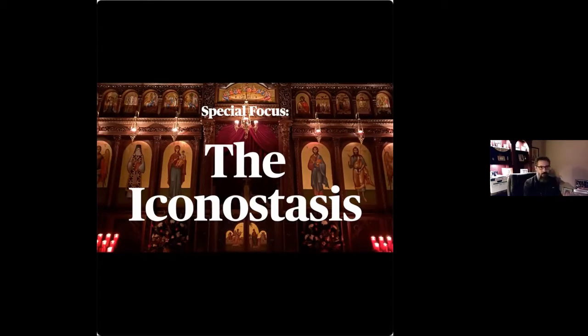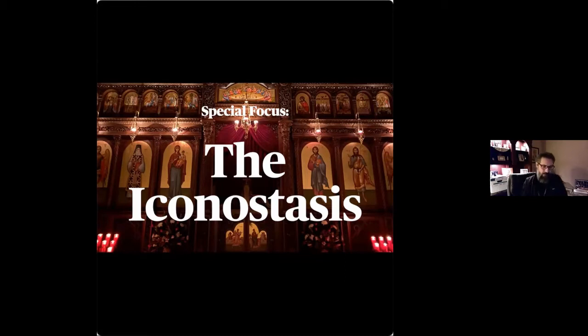So the word Iconostasis is Greek. It simply means icon stand, something that holds icons, basically. And this is probably the most readily recognizable part of an Orthodox church when you talk about coming into a space.